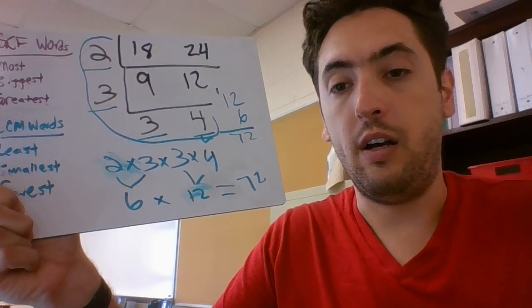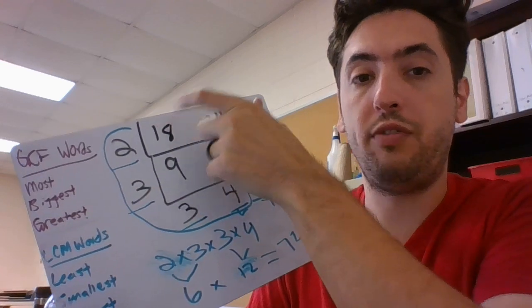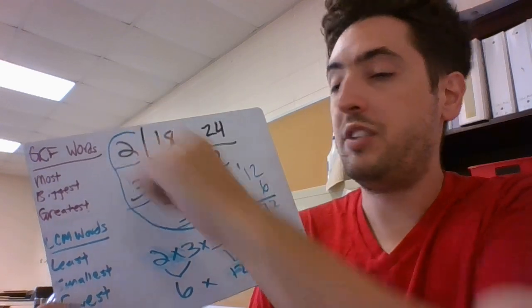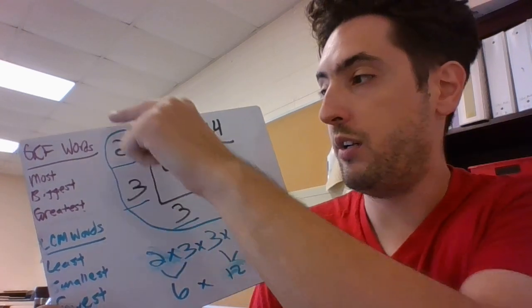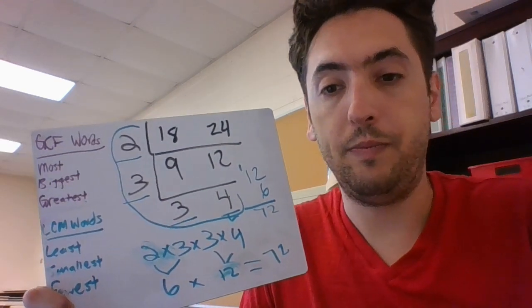Okay? So remember, you got to look for your keywords. You got to do your factoring. You got to know the left side only is greatest common factor. Everything on the outside, to make that L shape, is least common multiple. Hopefully this helps.